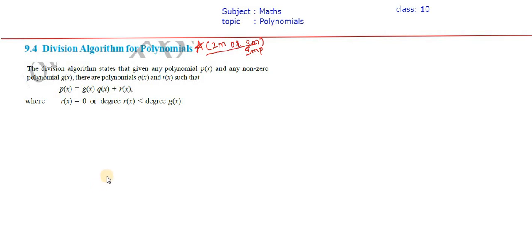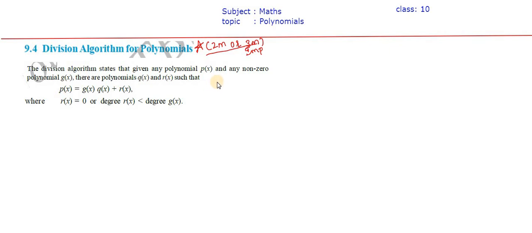In the last class we discussed how to find the zeros of a quadratic polynomial, and also the relationship between the zeros and the coefficients. That is, the sum of zeros and the product of zeros, which are minus b by a and c by a.